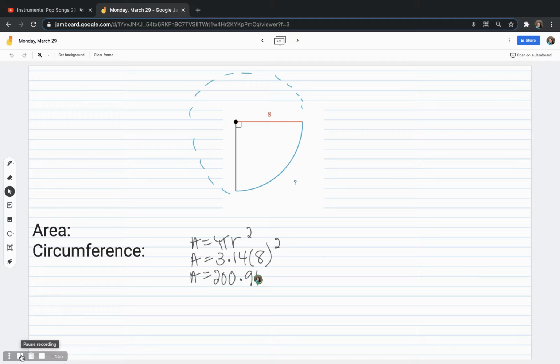200.96. Now, I only want the area of a quarter of the circle. So if I divide my answer by 4, that would give us a quarter. And that would give us a total area of 50.24.